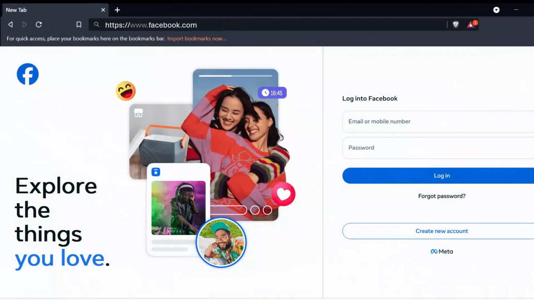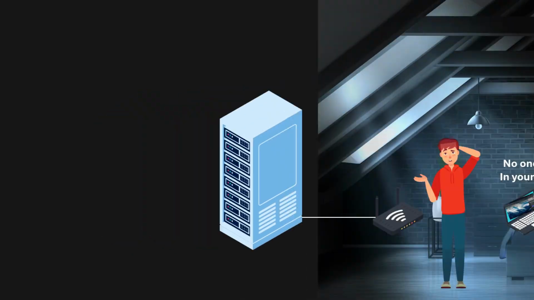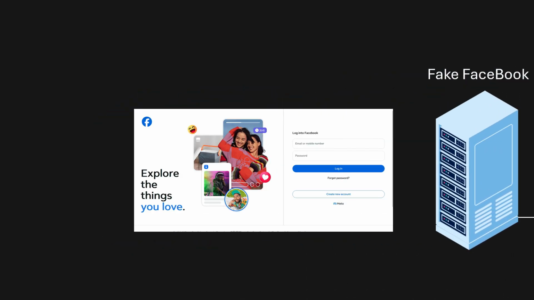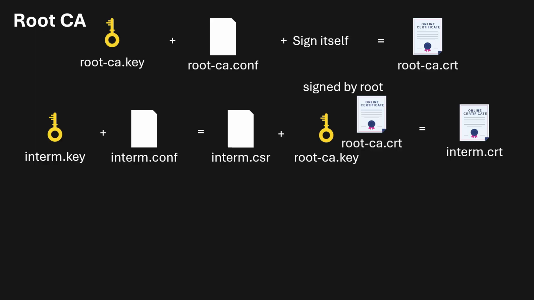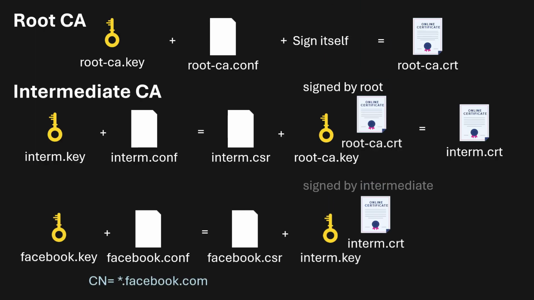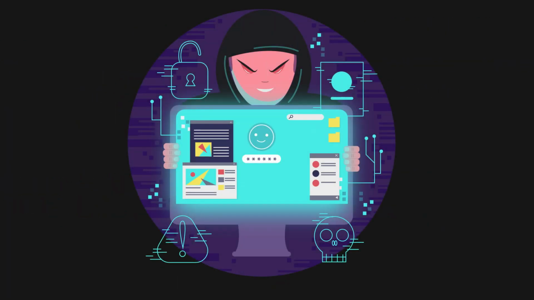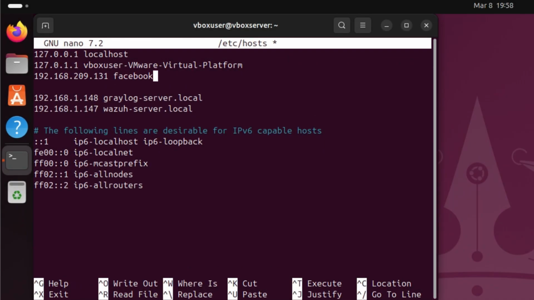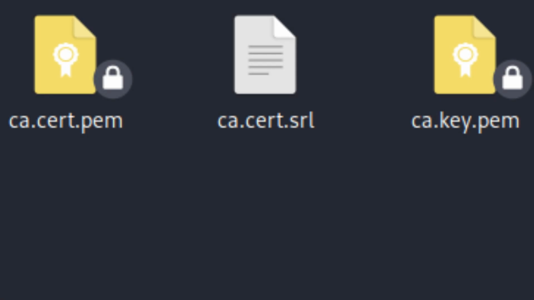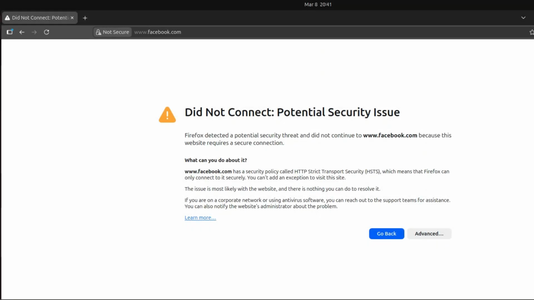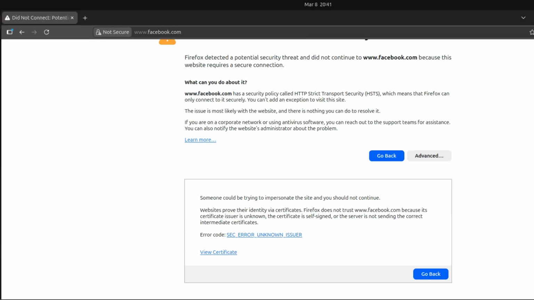In the previous video, we explored how your browser decides whether a website is legitimate. We talked about the trust chain behind HTTPS and how your system verifies that the server you are talking to is actually who it claims to be. But what happens if someone tries to fake a trusted website? Today, we are going to simulate exactly that. We'll redirect a real domain to a fake server, generate our own certificate, and observe how the browser behaves when it encounters something that looks legitimate but it is not.